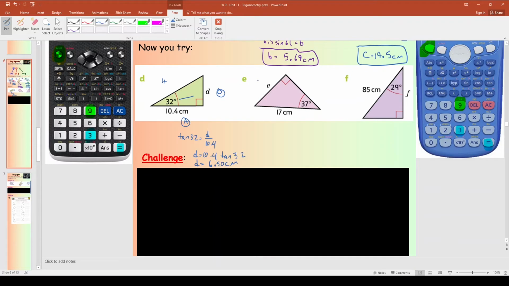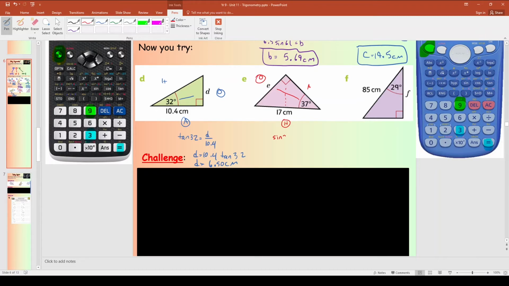6.50 centimeters. Hopefully you got this one as well. And this one here, start by labeling the triangle. Well, that's opposite. This one's hypotenuse because it's opposite to the right angle, and that one's adjacent. So the two things that have got bits next to them are H and O, and so you sound it out, SOHCAHTOA. Which one is it?